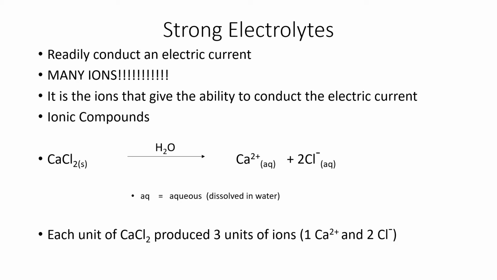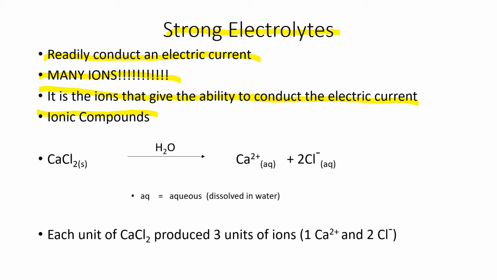The first type of electrolyte we want to talk about are the strong electrolytes. Strong electrolytes will readily conduct an electric current. And the way they're able to readily conduct an electric current is they produce many ions. What we're going to see is that it's the ions in the solution that give that solution the ability to conduct the electric current. So when you're trying to figure out if something is a strong electrolyte, think back to things we've already talked about. What's going to produce a lot of ions? Well, ionic compounds are those that are going to produce a lot of ions.